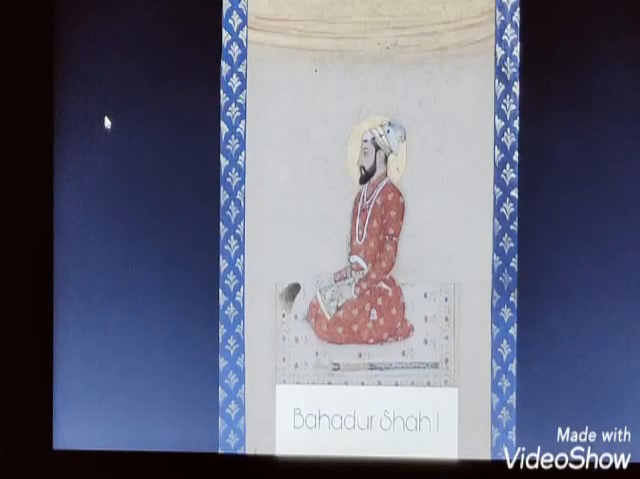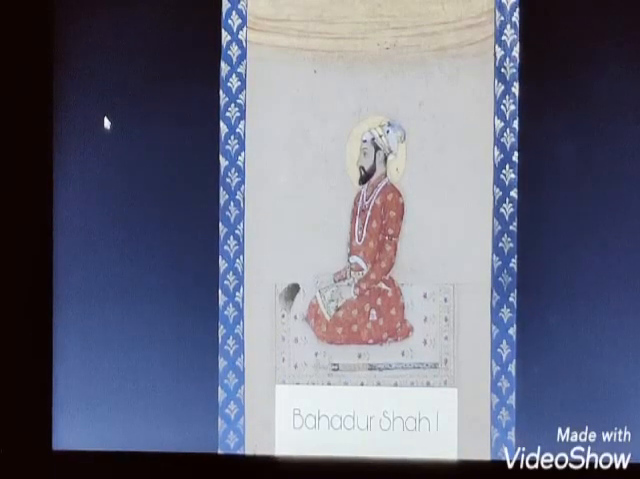He was the third son of Aurangzeb, who came to the throne in 1707 at the ripe age of 64. In his youth, he conspired to overthrow his father Aurangzeb, the sixth Mughal emperor, and ascend the throne. Bahadur Shah was the son who took the throne from his father.